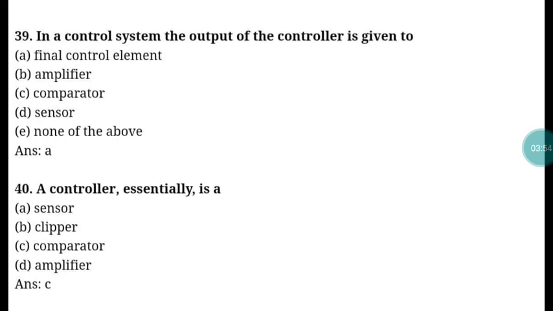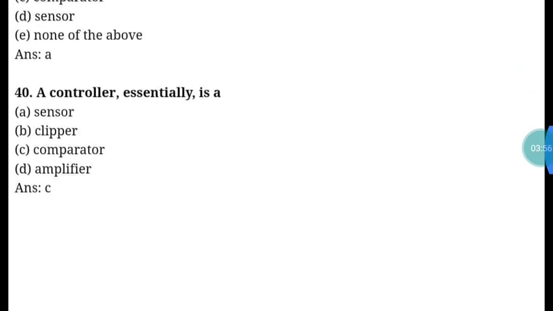Okay, next question number 40. A controller essentially is a comparator. Option C is the right answer.